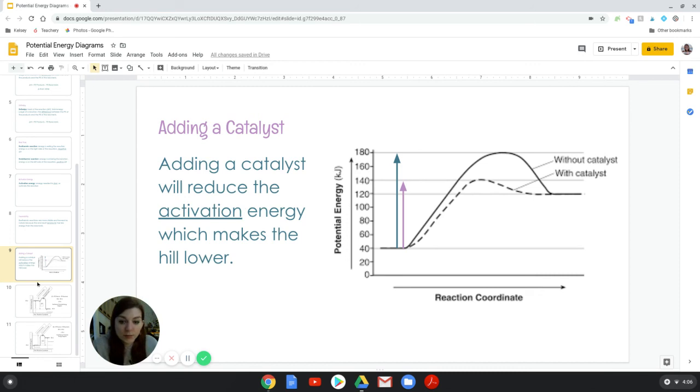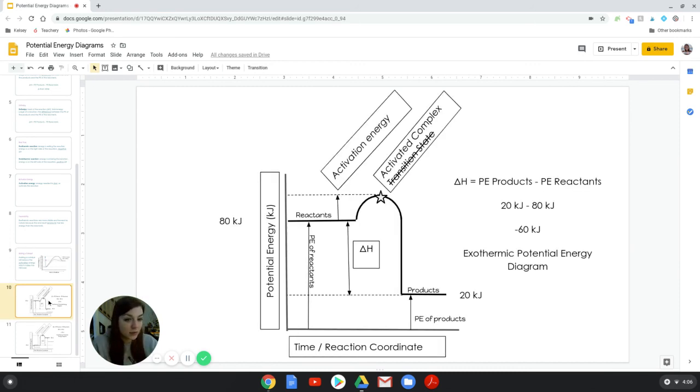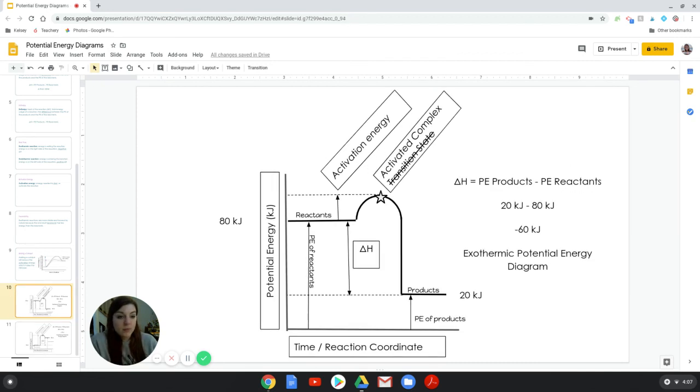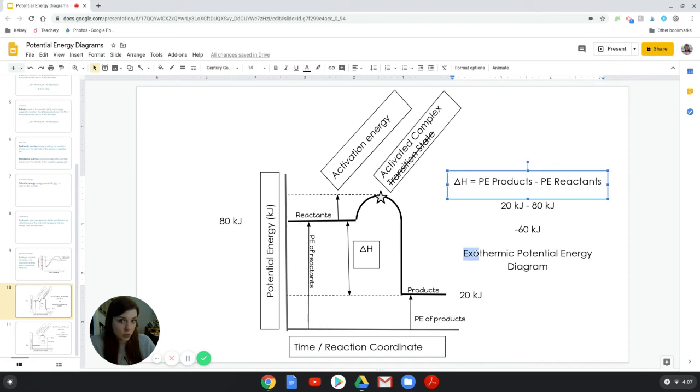Let's see. We talked about a catalyst. We talked about going both forwards and backwards. One last thing. When you look at a graph, it can sometimes be difficult to point out whether it's endo or exo, especially if the graph doesn't have numbers on it. So I have a trick for you. If you're looking at this graph and you think of it as a roller coaster, this would be a very exciting roller coaster. And an exciting roller coaster would be an exothermic potential energy diagram.